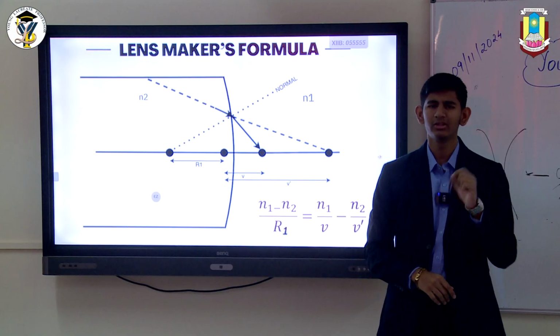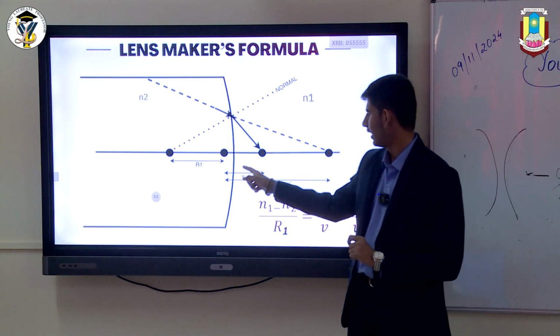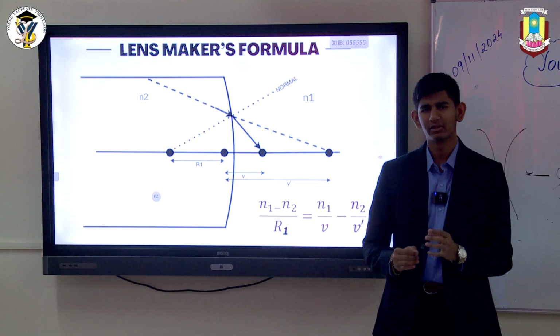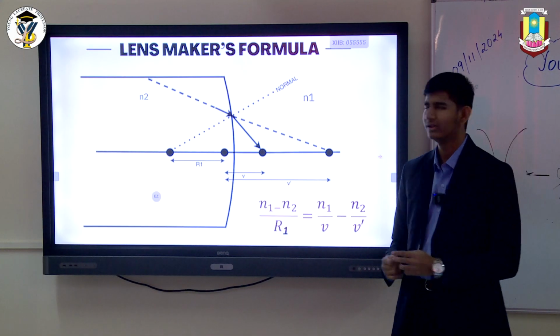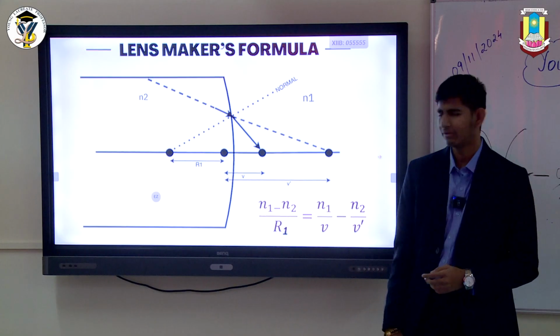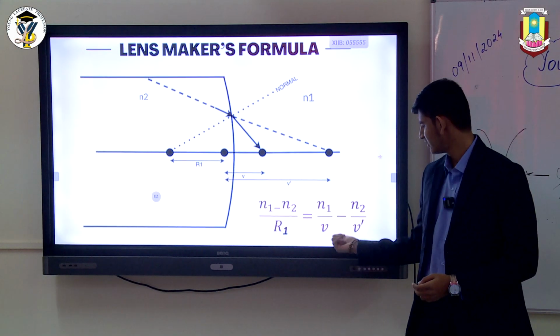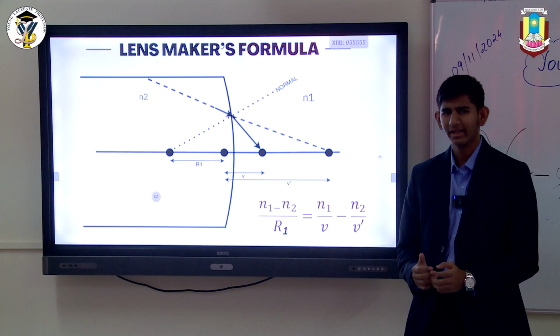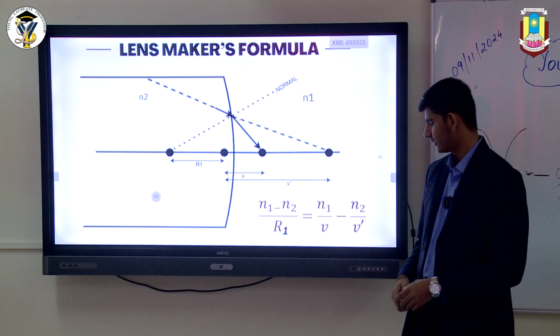So v' becomes the object distance, and v is the final image distance. r1, as I already mentioned, is the radius of curvature of the second face. The formula, as we know, is (n1 - n2)/r1 = n1/v - n2/v', where v is the final image distance and v' is the virtual object distance.